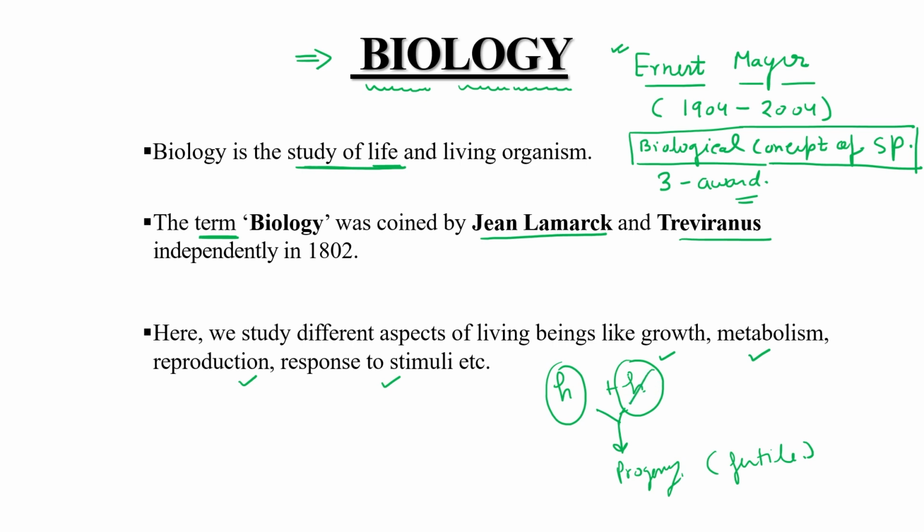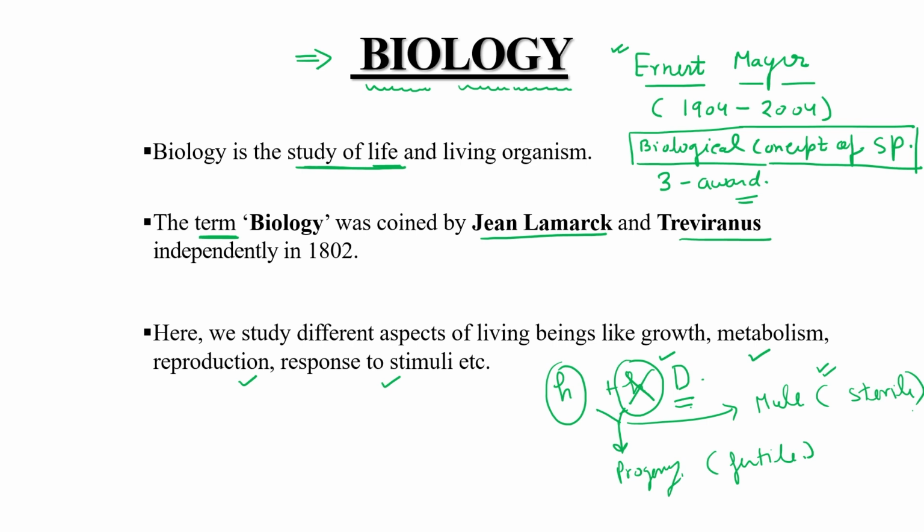If apart from this horse, a donkey is present over here, then horse plus donkey after intercourse will give us a mule, and this mule is sterile. So if accidentally they cross because of any reason, they are able to produce an offspring, but that offspring is not fertile, that is, sterile. So the biological concept of species is that only individuals of the same species are able to produce a fertile offspring.